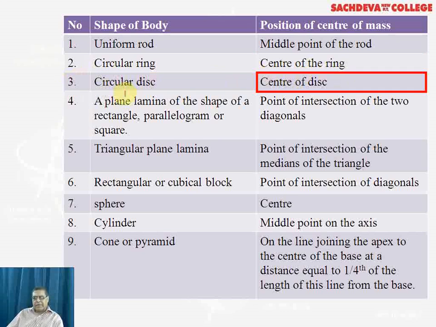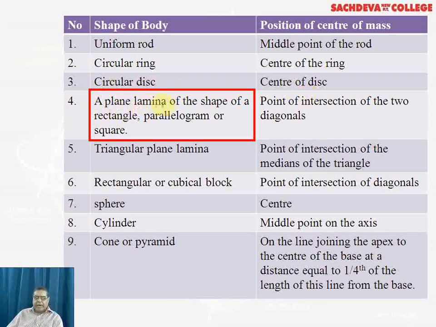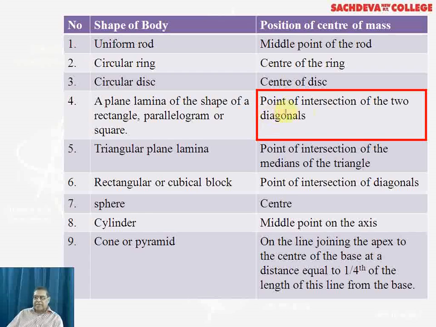So the center of the disk will be the position of the center of mass. Now in the fourth portion, a plane lamina of the shape of a rectangle, parallelogram or a square. If we take these types of shapes, then the point of intersection of the two diagonals will give the center of mass. That is the geometrical center.